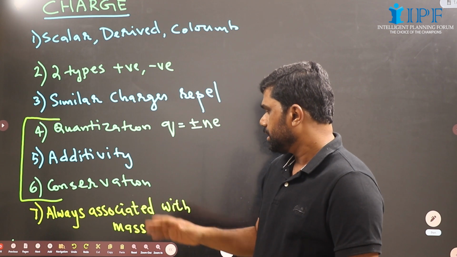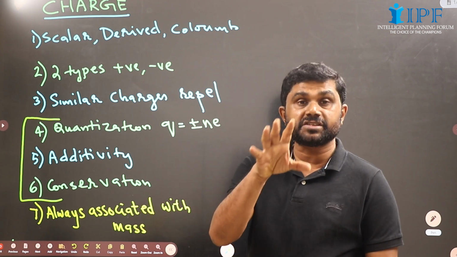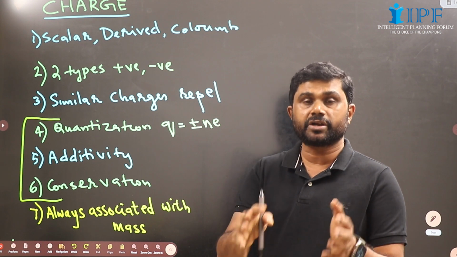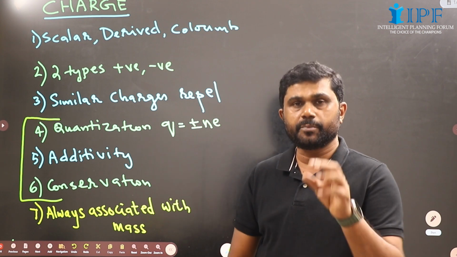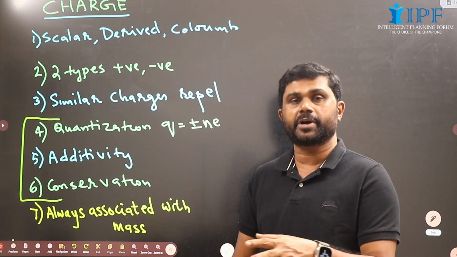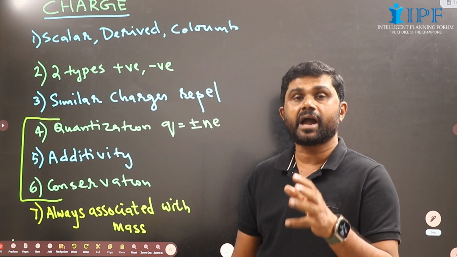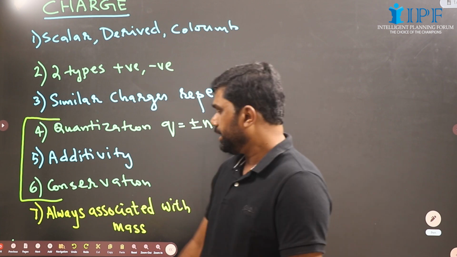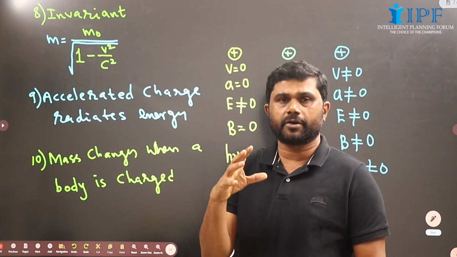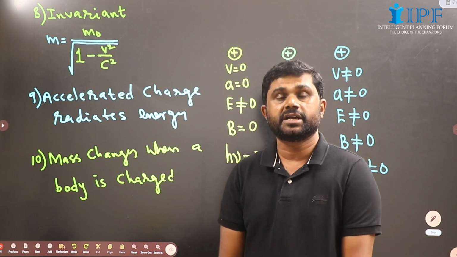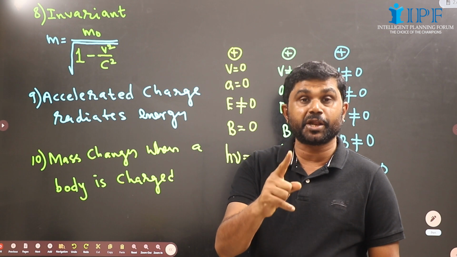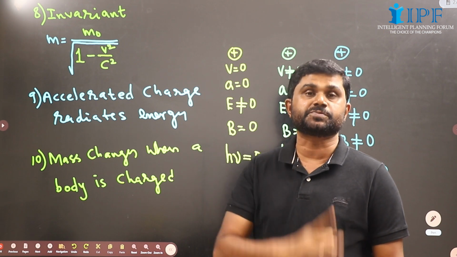Next, charge is always associated with mass, which means charge cannot exist without mass. If a body carries a charge, definitely it is a material particle, so it must have a mass. Next, charge is invariant. That is a very important property of charge. Unlike mass, the charge on a body is independent of the speed with which it is moving.